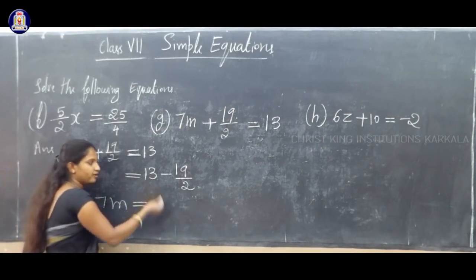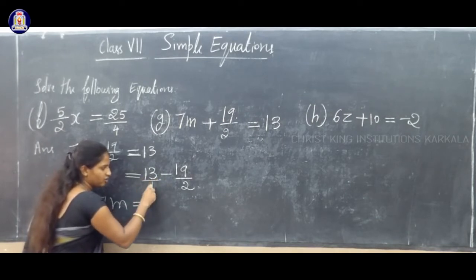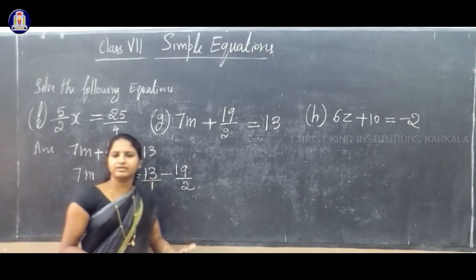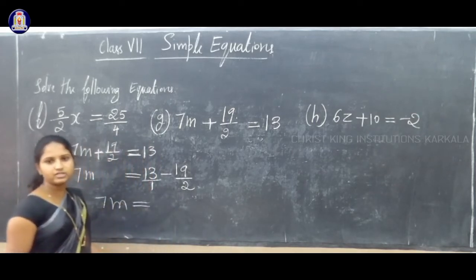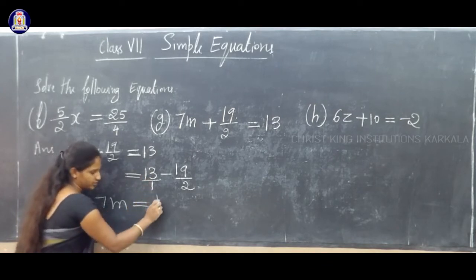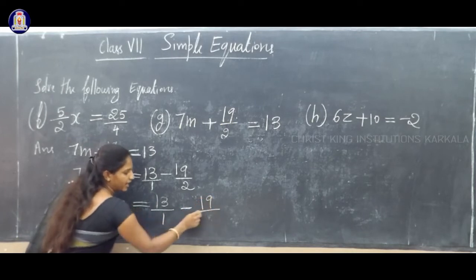So what happens? See, 7m is equal to 13. There is no denominator to 13, right? So what do we have to write? There is a denominator, that is 1. So 13 by 1 means that is 13, right? 1 divides all the numbers. So we can write 13 divided by 1. So 13 by 1 minus 19 by 2.